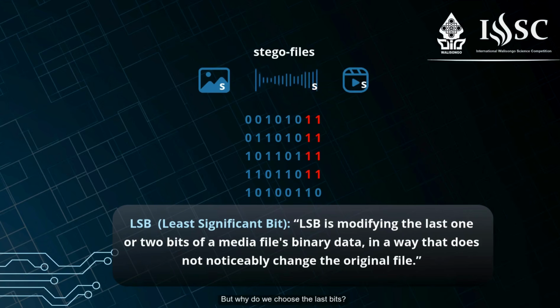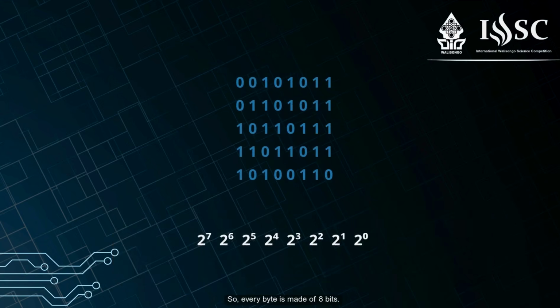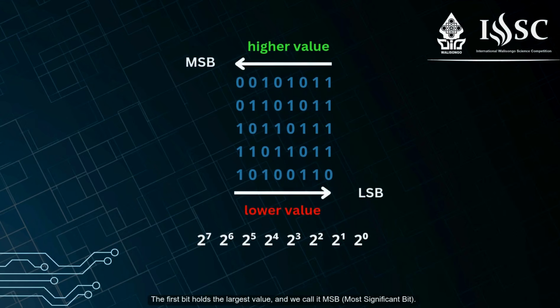But why do we choose the last bits? Every byte is made of 8 bits. Each bit has a value. The first bit holds the largest value, and we call it MSB, or most significant bit. And the last bit holds the smallest, and is called LSB. This is the main reason we use the last bit. It allows us to hide information without changing the appearance of the image. So, modifying 1 or 2 least significant bits gives us the best balance between hiding capacity and visual security.